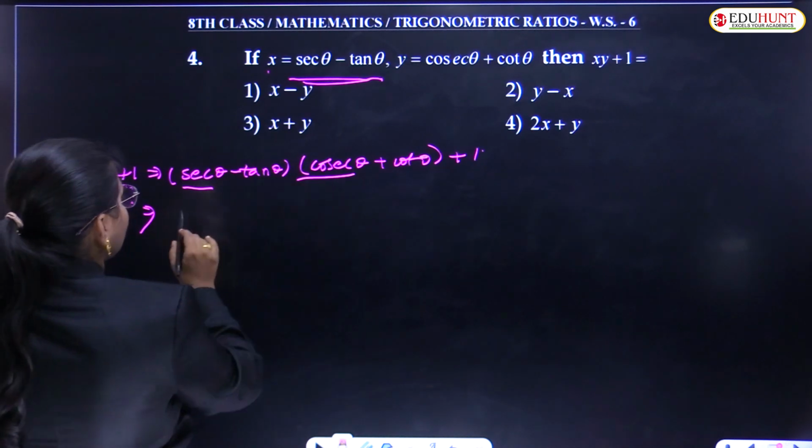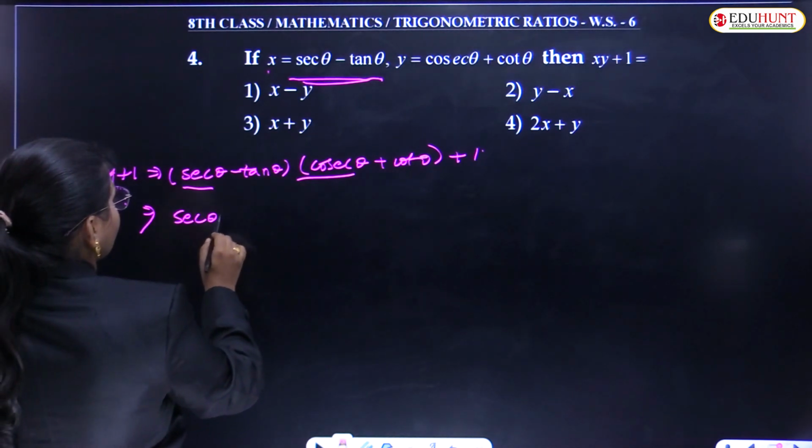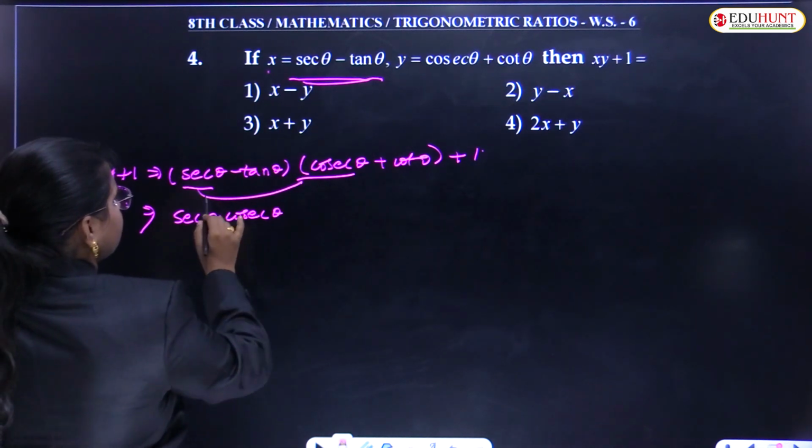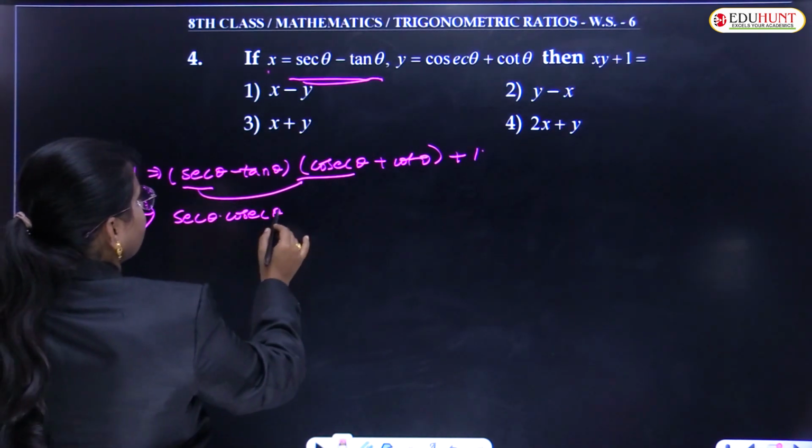Secant theta into cosecant theta. This is done. So multiply this and this.